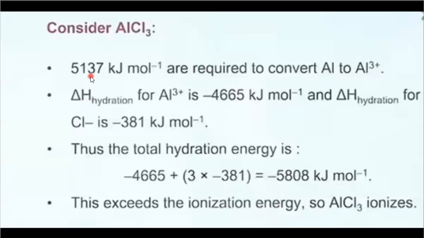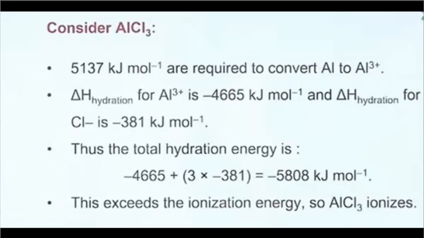We all know that if we want to convert aluminium from Al to Al3+ ion, we have to remove 1 electron, 2 electrons, and 3 electrons. That means ionization enthalpy, first, second, and third. All total, we require 5137 kilojoule per mole. This much energy is required. It's a very big amount. So in non-aqueous medium, this much energy is not available. That's why it is covalent in nature.